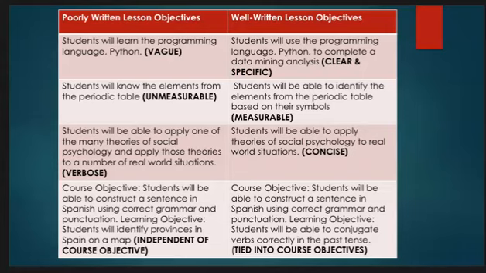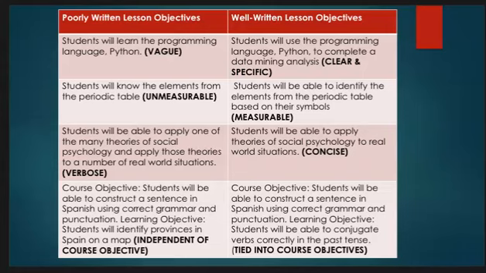Students will know the elements from the periodic table. Again, that is not a measurable outcome. What will it mean? How will we measure whether they know it or not? Whereas on the right, students will be able to identify the elements from the periodic table based on their symbols. That's measurable. We will be able to assess, are they able to match the symbol to the element?